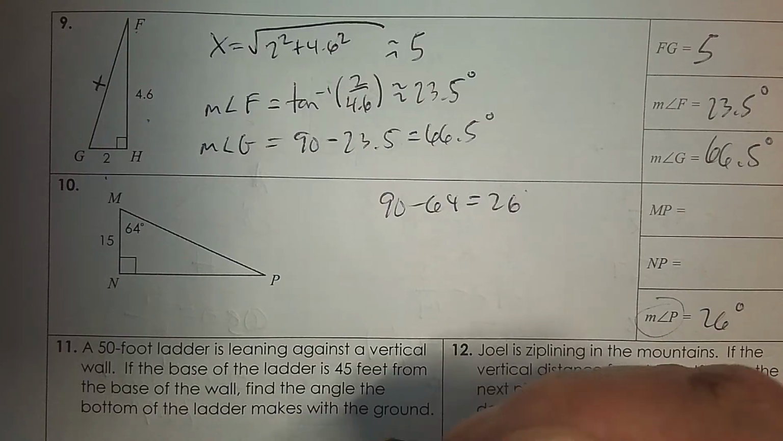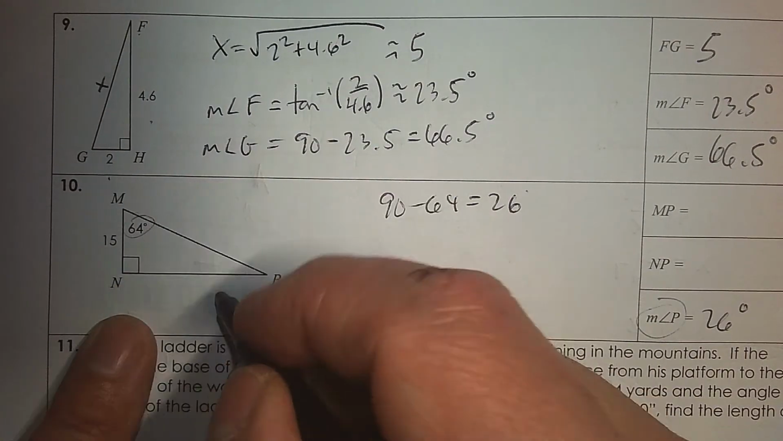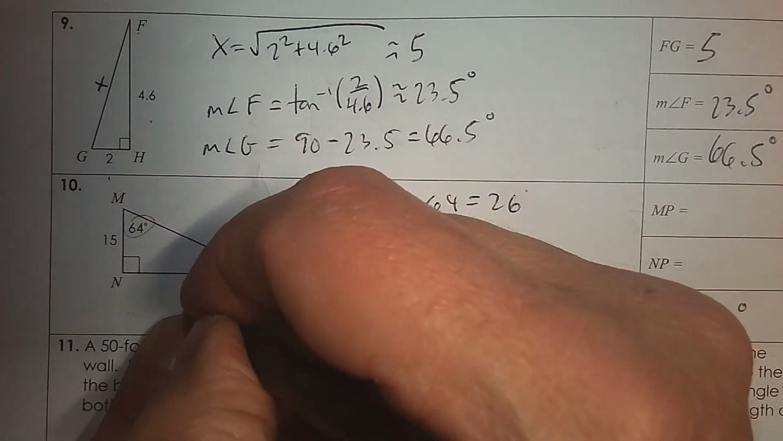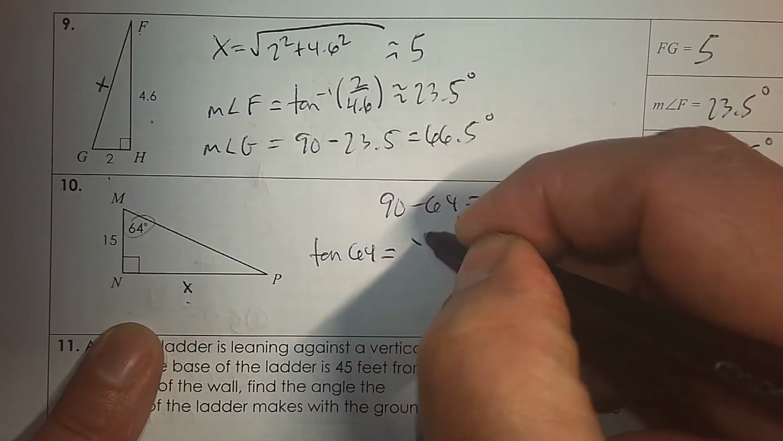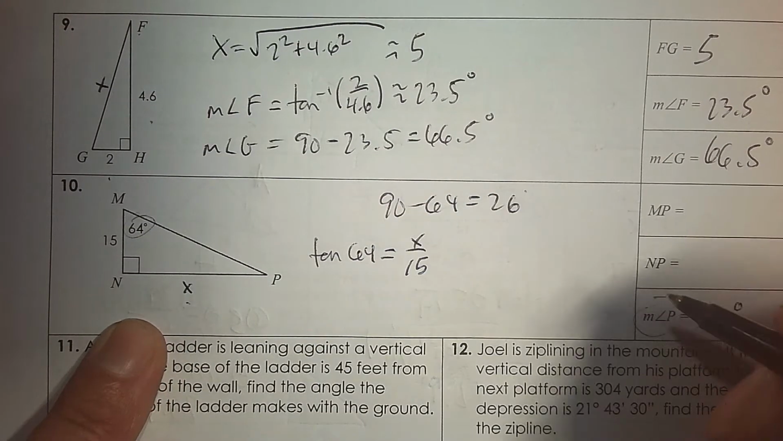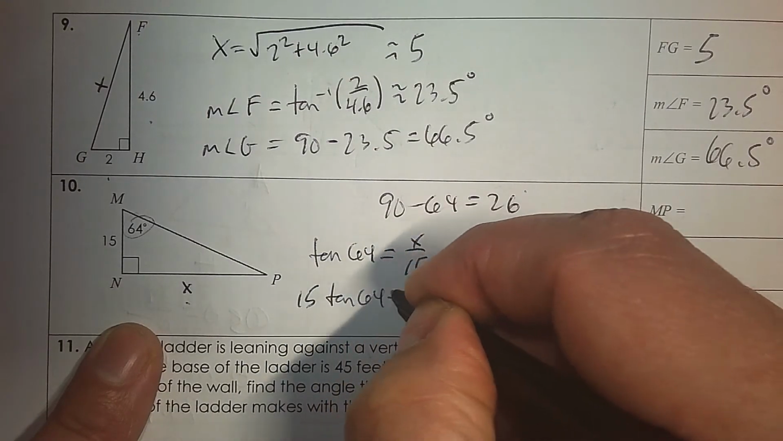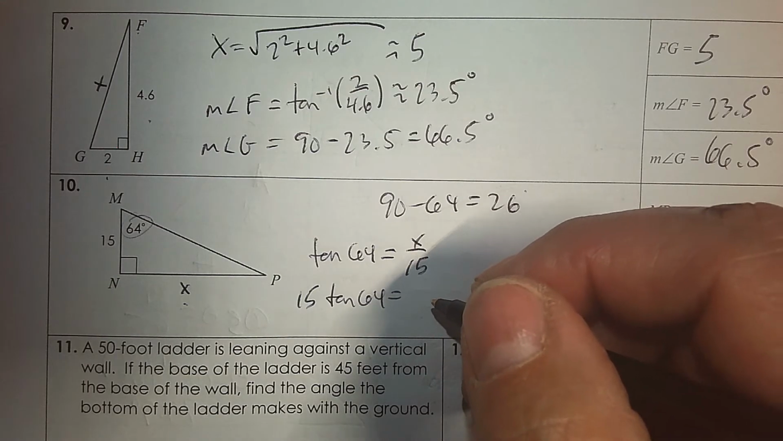To find the missing side, though, I need to actually use trigonometry. So from the angle NP, I'll label that X. That's opposite and adjacent. Well, that's tangent. So the tangent of 64 is X over 15. To get X by itself, you multiply by 15. And then use your calculator. So 15 times tangent 64 is 30.8.